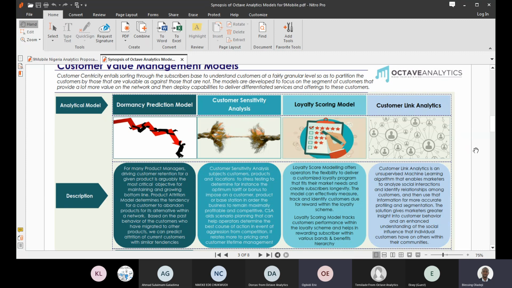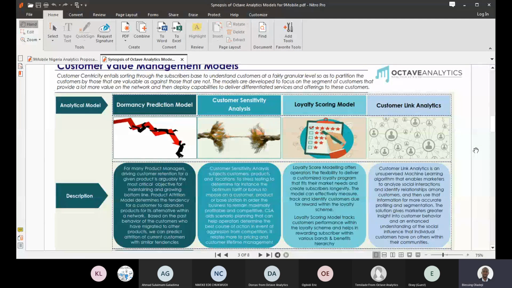Okay, so let's talk about customer link analytics and the applications of customer link analytics. So of course, almost everybody here will probably be on Facebook. At times Facebook recommends some people to you, that this person is your friend, and this other person is a friend to your friend.